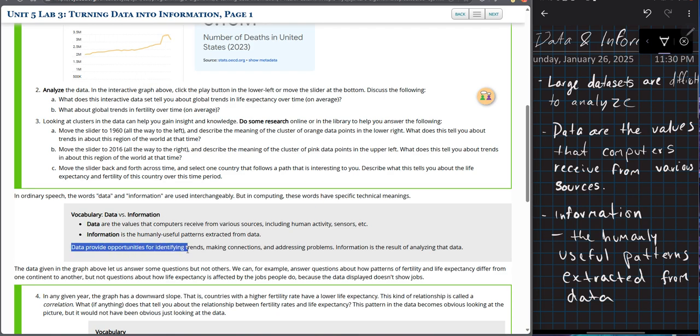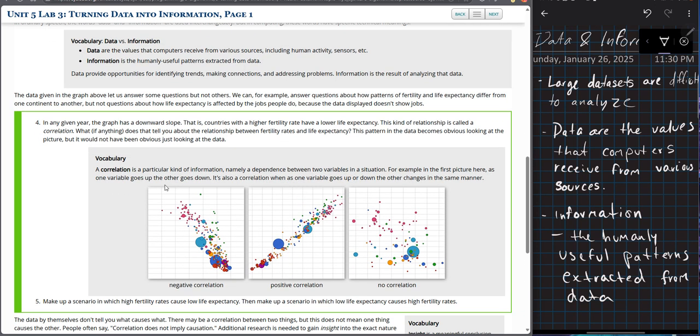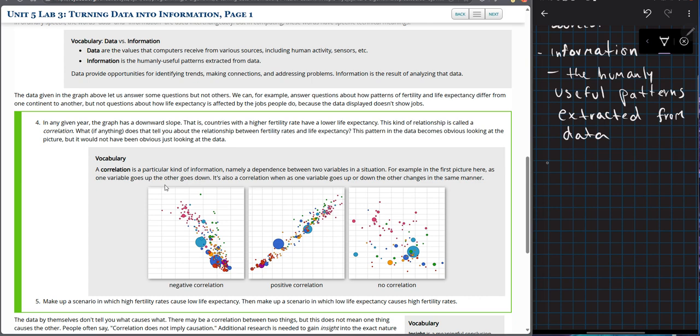So data provide opportunities for identifying trends. And then information is the result of analyzing that data. So a computer gets its data, and then a person or some code is able to identify patterns and say, oh, the deaths here happened because of COVID, or during COVID the deaths increased, something like that. And then you have another vocabulary word, which is very important, and it's called correlation.